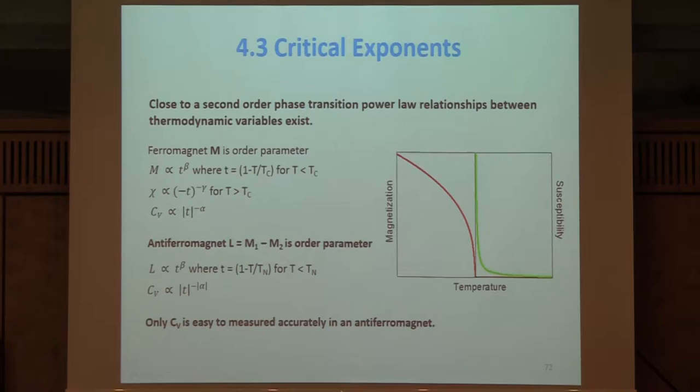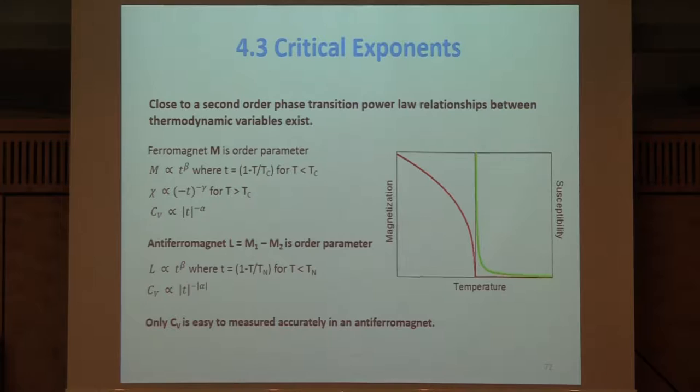Just to say a few words about critical exponents. When I said that you expect divergences in specific heat, susceptibility, and so on in a ferromagnet, these should show power-law-like behavior if you're close enough to the critical temperature. In a ferromagnet the order parameter is the magnetization, and you've got several critical exponents, beta, gamma, alpha, which give you the power-law behavior of magnetization, susceptibility, specific heat, etc. on temperature.